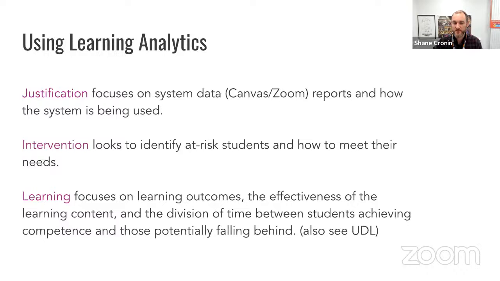Intervention looks at potentially at-risk students, but it also looks at other factors, such as students that really aren't interacting as much, and you might want to touch base with them. And then learning focuses on learning outcomes. That really ties in with a few other aspects as well that I'll talk to you about.